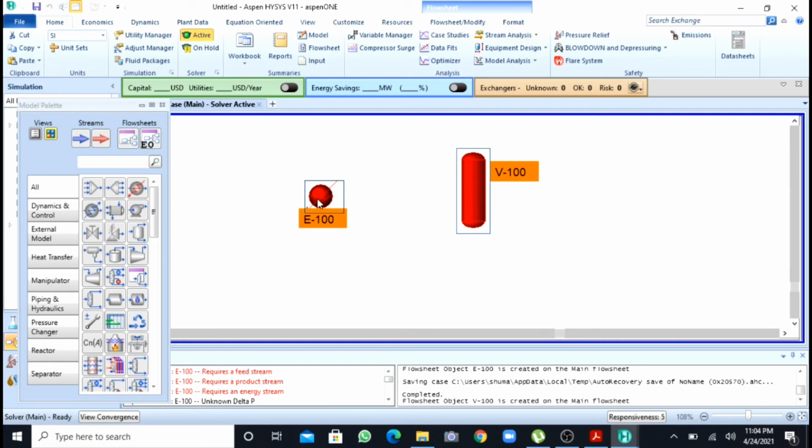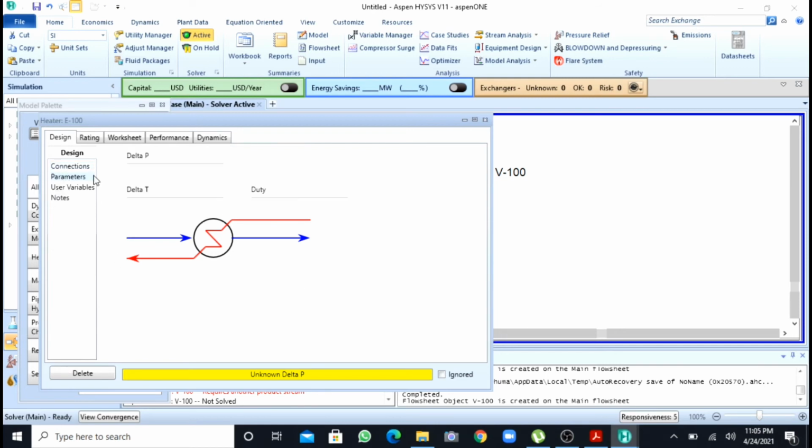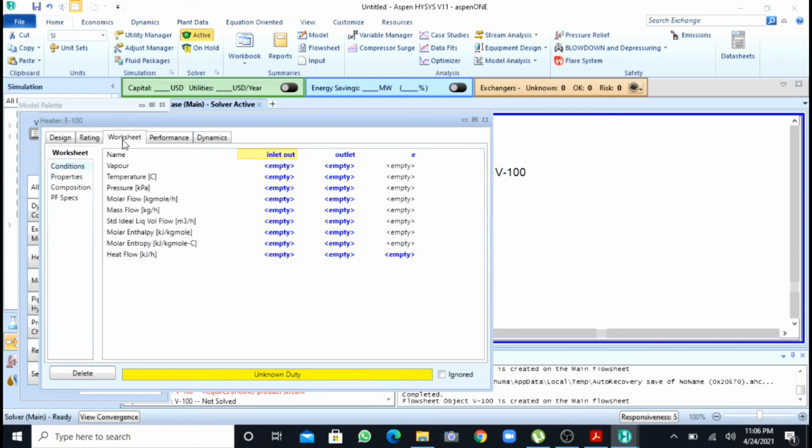I will double click on this heater and name my streams: inlet, and outlet as outlet. After this I will name my energy stream as E. After defining my energy stream, it says unknown delta P. So I will go to the parameters, and there I will define my delta P. In this question I am taking my delta P as 10 kilopascal. After pressing enter, it says unknown duty.